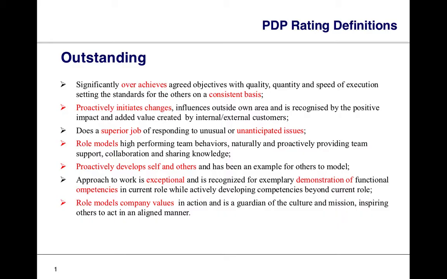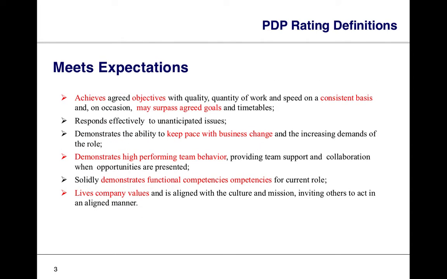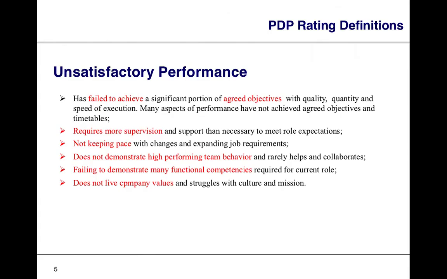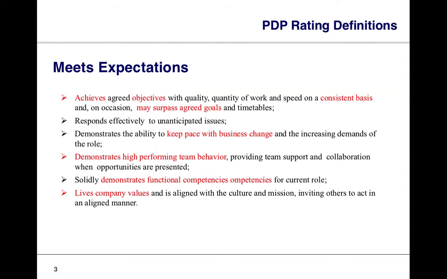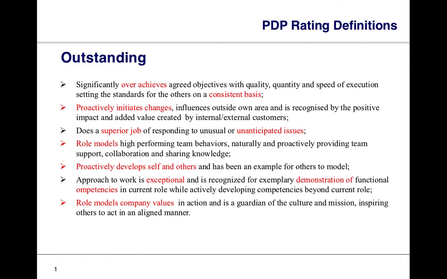So you're going to have different types of ratings. You're going to have outstanding, exceeds expectations, meets expectations, below expectations, and unsatisfactory performance. So unsatisfactory performance is the lowest, then right above there is below expectations, then meets expectations, exceeds expectations, and outstanding is the highest rating you can give someone. So this is something that you need to consider when you are writing your performance evaluation. When you are writing this performance evaluation for him, keep these different factors in mind.